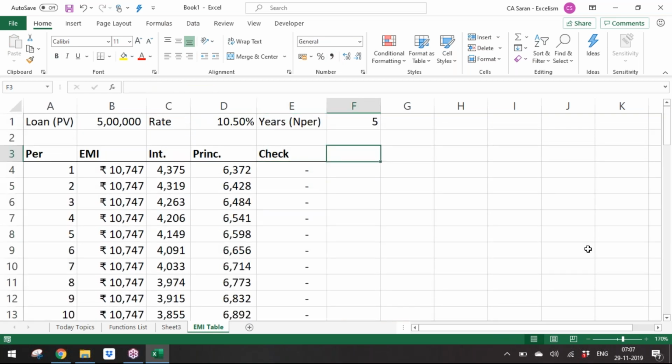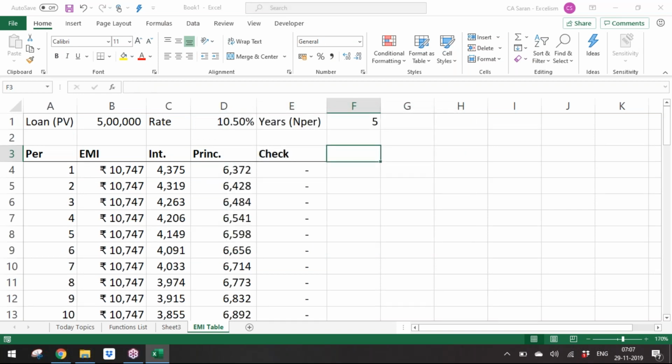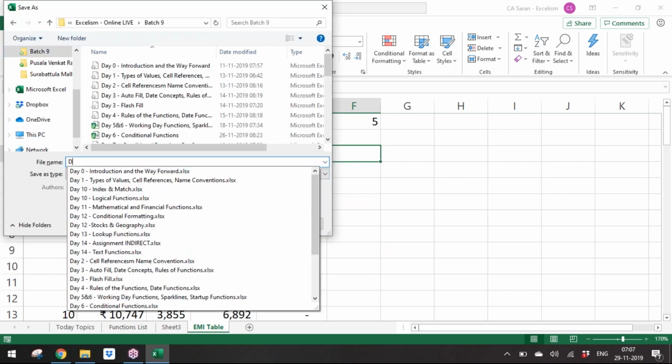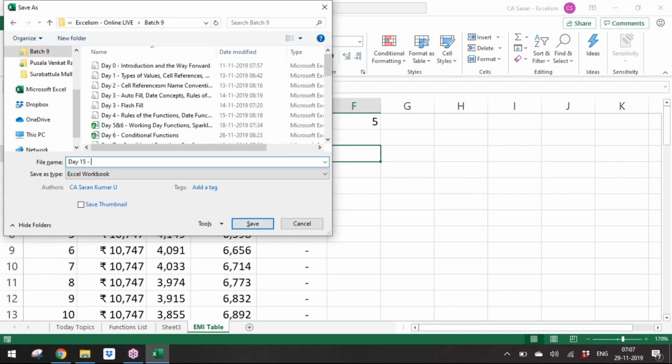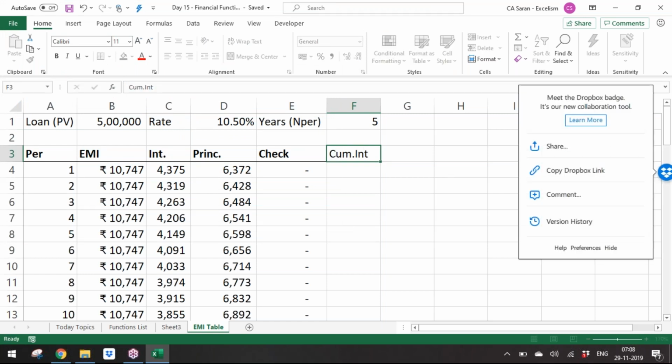Let's say if I want to calculate... Let me save this file. Batch 9. This is day 15. Financial functions. Right. So I want to calculate cumulative interest.